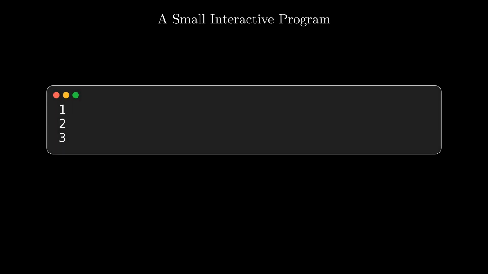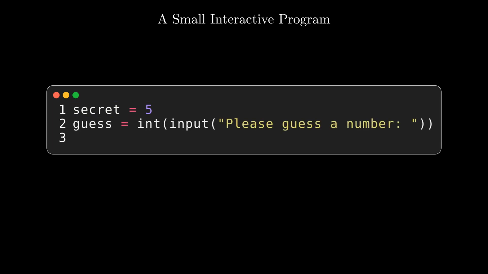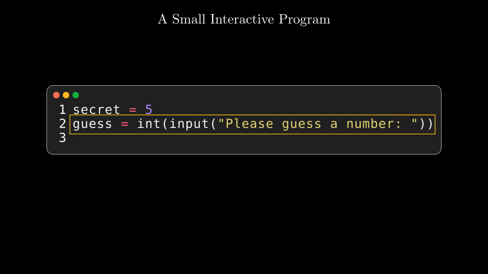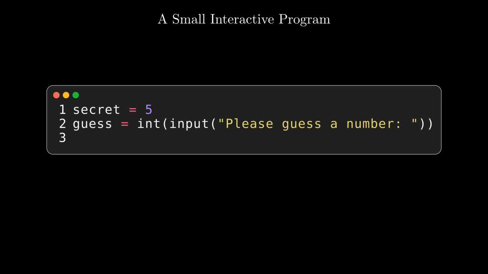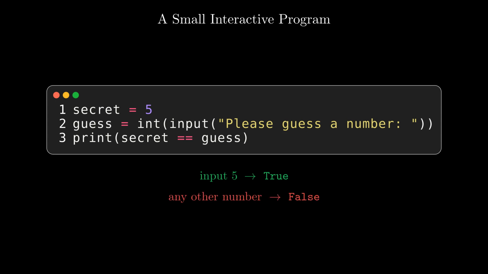Now a small interactive program. Store a secret number. secret = 5. Then read a guess from the user. The input function prompts "Please guess a number" and returns whatever the user types. Wrap that call in int to convert the text into an integer and store it in guess. Finally, print secret == guess. If the user types 5, the comparison evaluates to True and the program prints True. Any other number prints False. Three lines. Store a value, read a value, compare them. That comparison result is exactly what a branching statement will consume later.